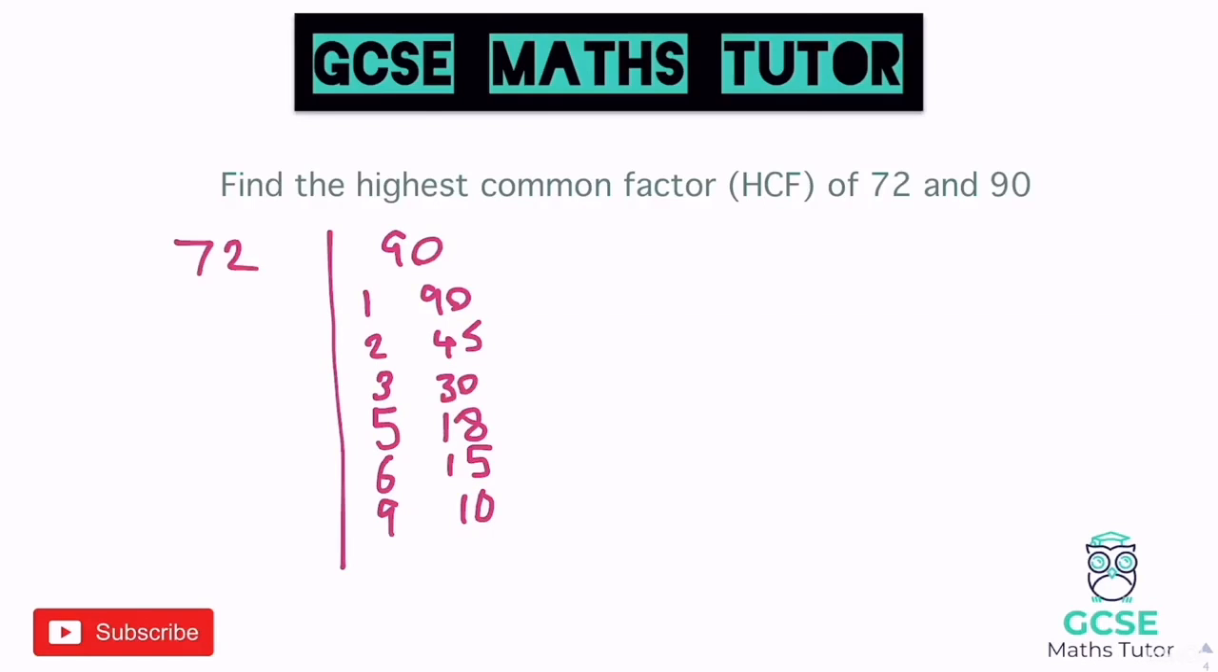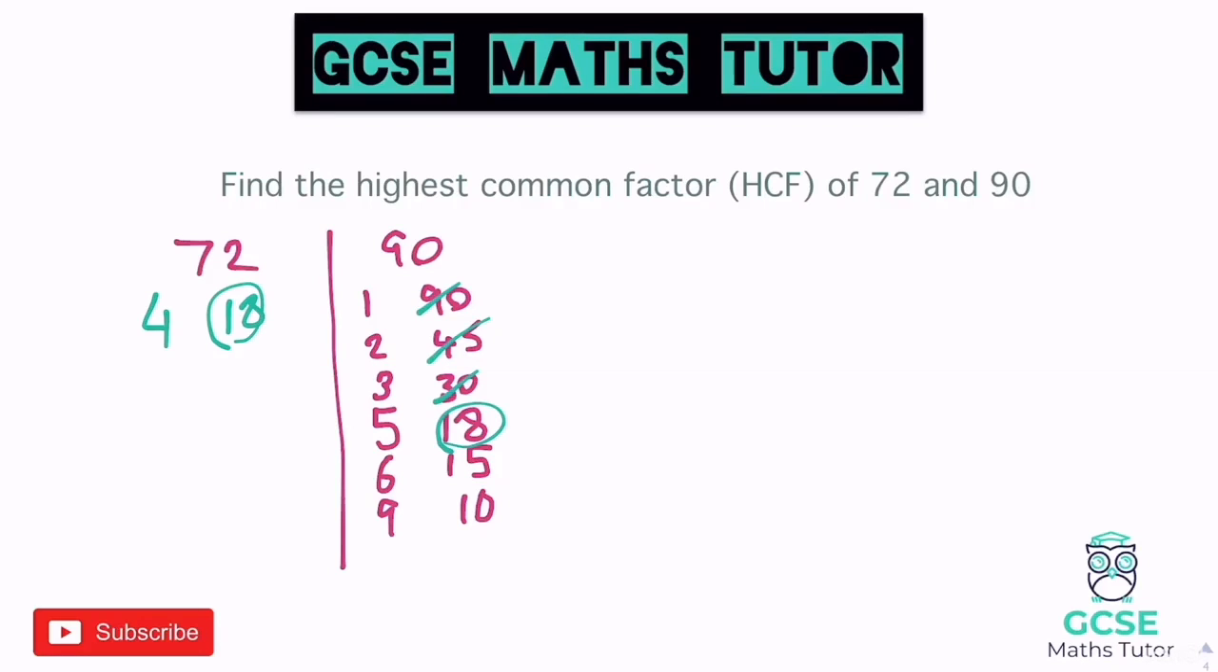So starting with the biggest, let's have a look which one goes in. 90 doesn't, 45 doesn't, 30 doesn't go into 72, does 18. 18 actually goes in 4 times. So 4 times 18. We don't have to do all the factors of 72 there because we've spotted that it's 18.